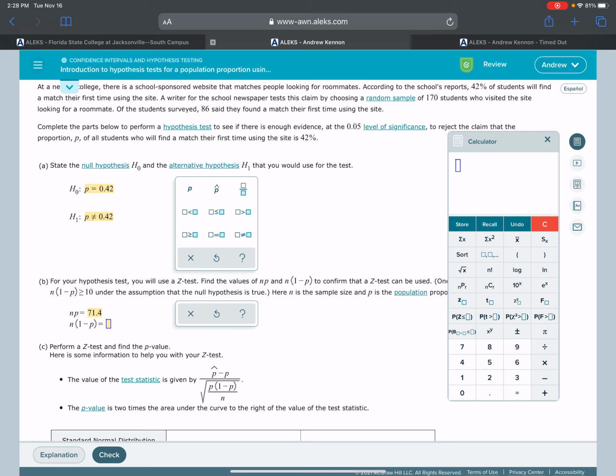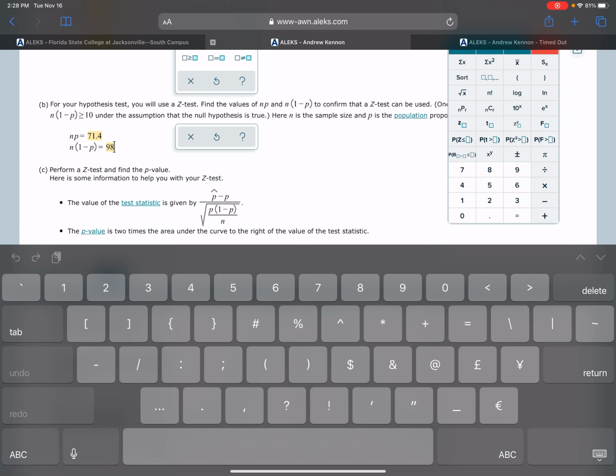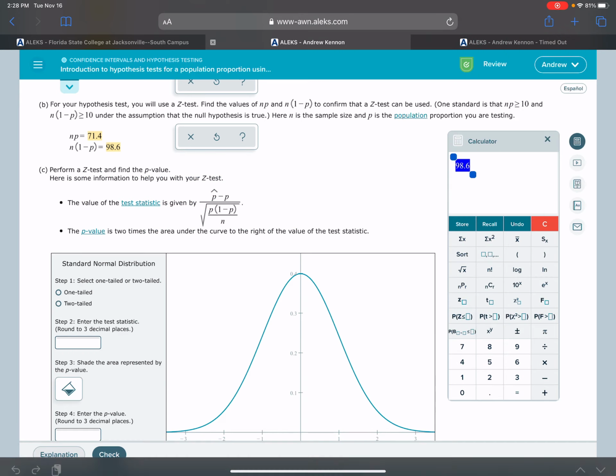Let me talk about 1 minus P for a second. If 42% of these people did use this website, how many didn't use it? That's what 1 minus P is. So it'd be 0.58. Anytime you see P, that's how many people said yes. Anytime you see 1 minus P, that's how many said no. So I just do 58% for that. So that is my 1 minus P times N: 170 times 0.58 is 98.6. That goes here. Now I say that about the 1 minus P because we're going to use that in just a second.